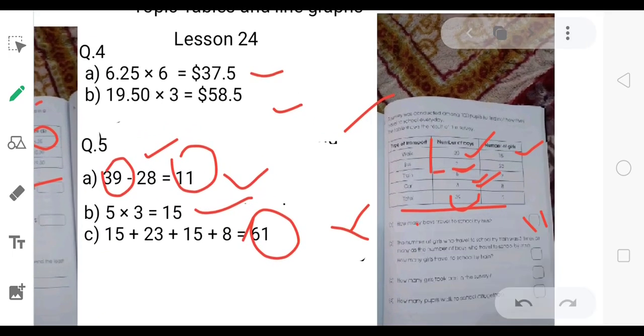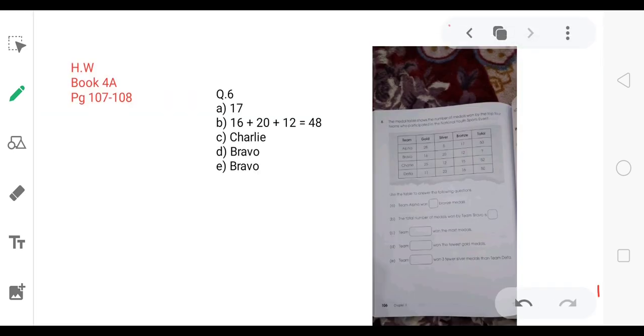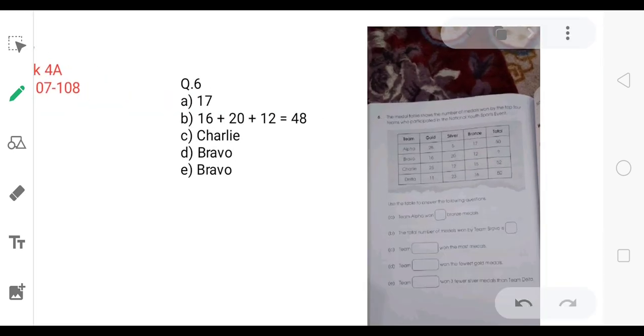Now the last part, how many people walk to school all together? So what you will do, you just add the number of boys, that is 20, plus the number of girls, that is 15. How many total people? That is 20 plus 15 is equal to 35. Is it clear?